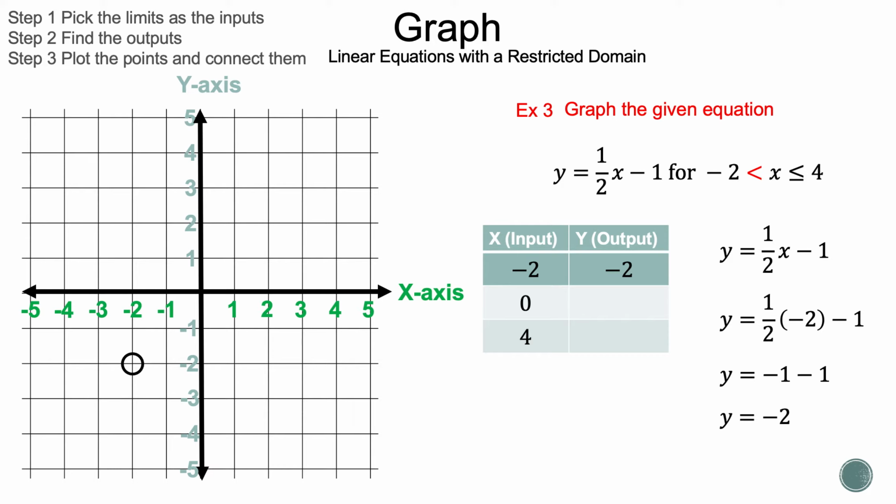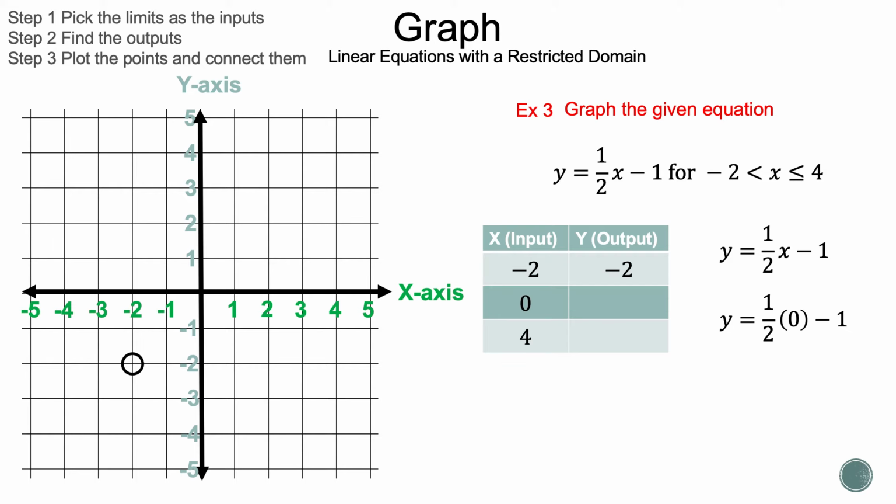Okay, so now we can go ahead and start working on the next input value, which is 0. Substitute that in. So now we have 1/2 times 0 minus 1. Now 1/2 times 0 is 0. So now we have 0 minus 1, and the result of that is negative 1. Put that value into the table. So now we have the point (0, -1).